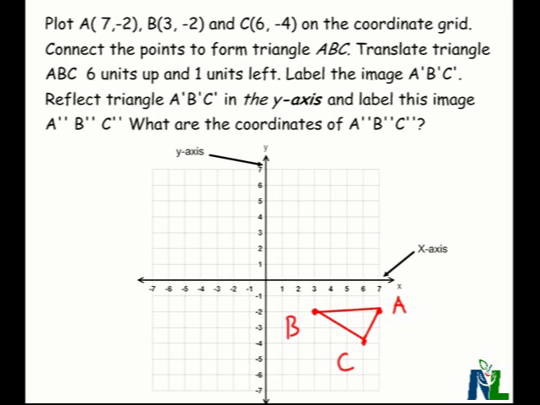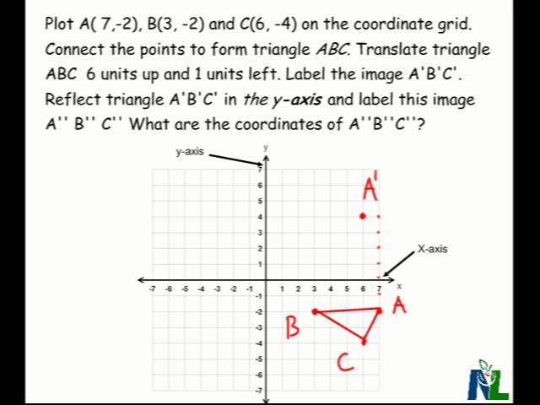So we can start with point A. If I was to move point A 6 units up and 1 left, I would count 1, 2, 3, 4, 5, 6 units up and 1 left. So the point would now be at this location, and we will call this point A prime.